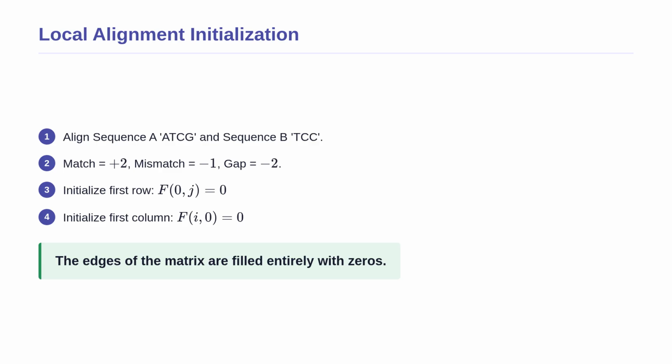Because we are looking for local alignments, we do not penalize the start of the alignment. Therefore, the initial row and column are filled entirely with zeros. This mathematically allows the alignment to begin at any character in either sequence without carrying a heavy burden of gap penalties from the unaligned prefixes. It is the mathematical equivalent of saying, start fresh right here.